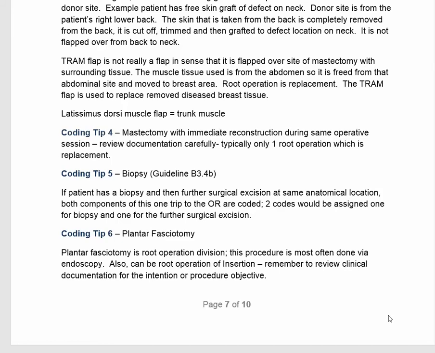Another procedure specifically talked about is plantar fasciotomy. Remember your medical terminology, the word otomy. It ends up related to the root operation of division, cutting into. And typically this particular procedure is done via endoscope, but it can be done a different way. And of course, all of it is dependent on your clinical documentation.